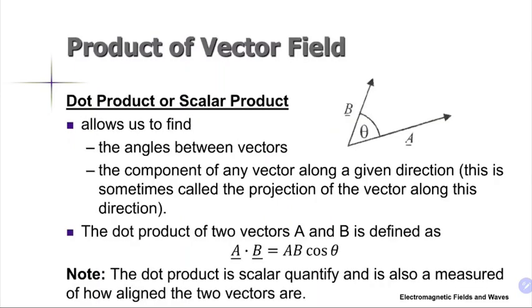Okay, so next is products of vectors. The first one we're going to look at is called the dot product, or scalar product. So we have two vectors here, vector A and vector B, and between them there's an angle theta. Vector A has a magnitude, vector B has its own magnitude, and these two vectors are pointing in different directions.